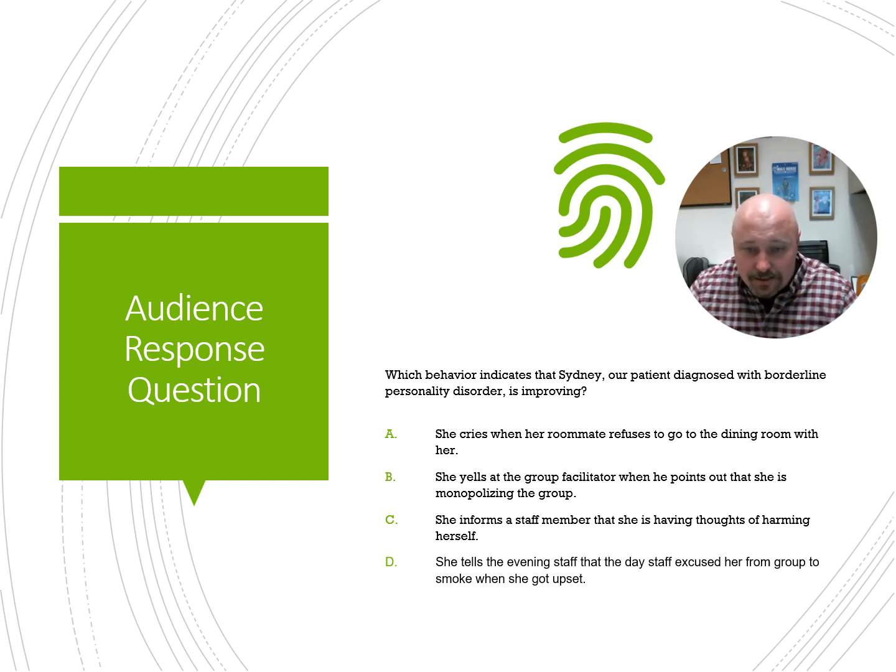Or D, she tells the evening staff that the day staff excused her from group to smoke when she got upset. And the answer here is going to be C. She informs a staff member that she's having thoughts of harming herself. She is proactively trying to help herself, while the others are very common forms of manipulative behaviors.